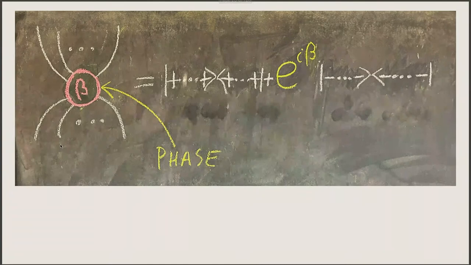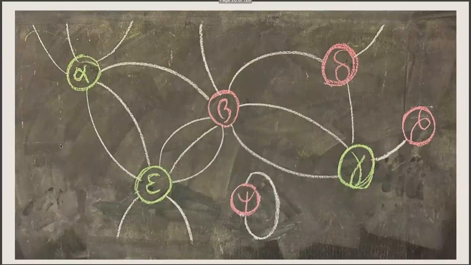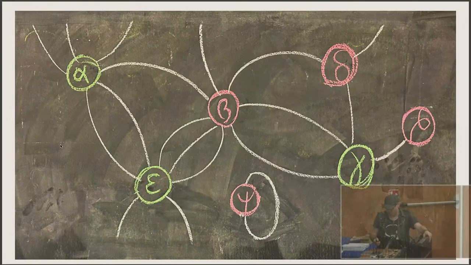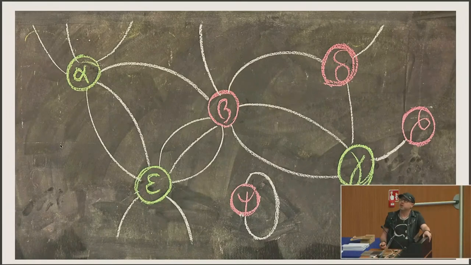Okay, so we do the same for the other color. We stick also possible phases in there. And now, this is a general ZX diagram. It would be a bunch of spiders plugged together, and they may carry phases. So this is a ZX diagram. It looks like this. So you could call it a spider web or something like that. This is a general ZX diagram.